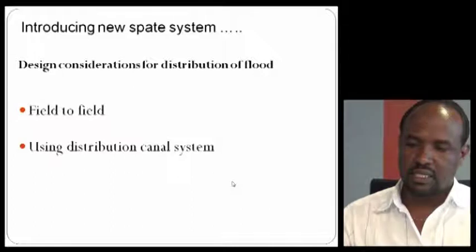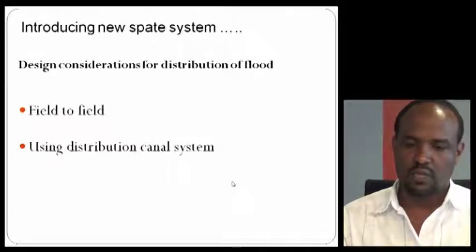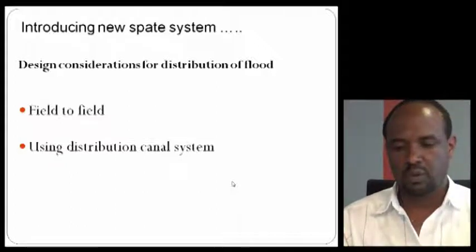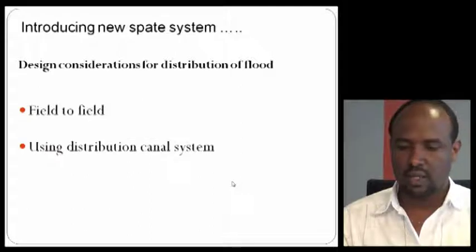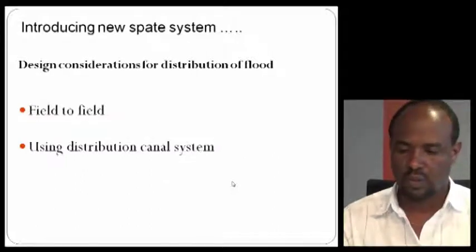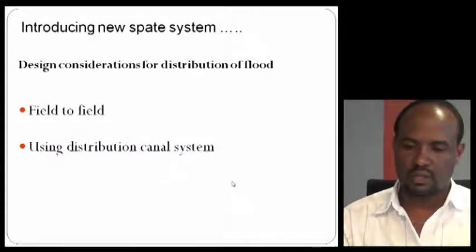And the other is design consideration for distribution of floods, and this distribution could be either field to field, which is actually implemented in other parts of the country, like in other parts in Pakistan, and also in Sudan, and also Ethiopia. And also there could be an option for using distribution canal systems, if not like typical conventional, but at least to use more canals to distribute the water to the command areas.